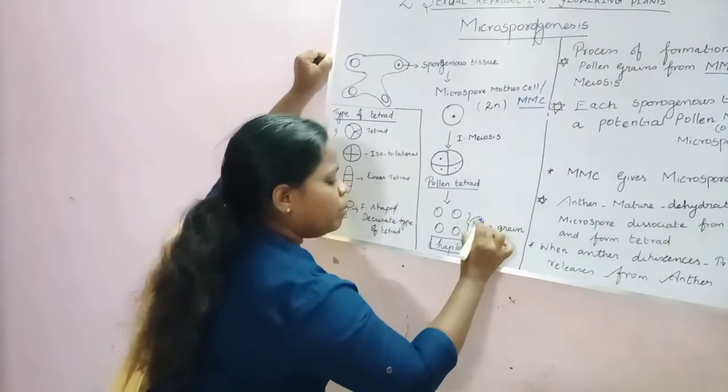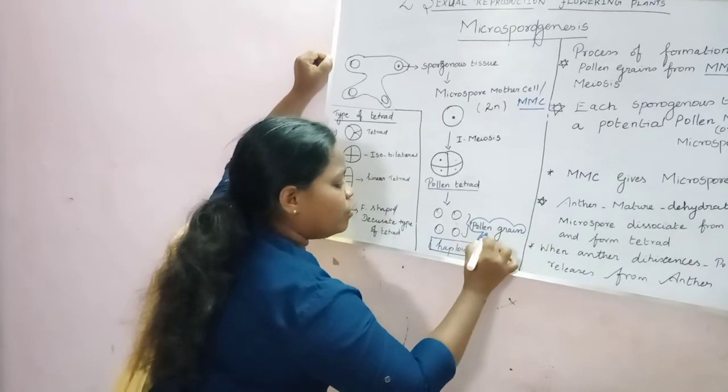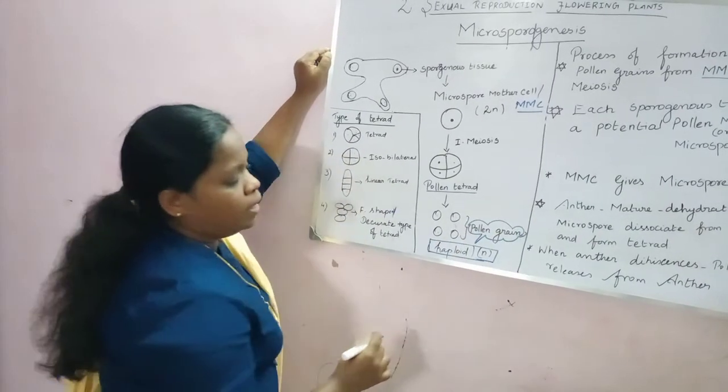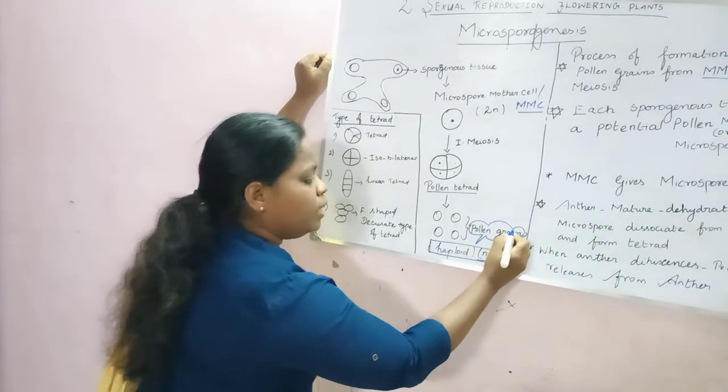That is the male gamete of the plant. Are you clear? That is called the pollen grains.